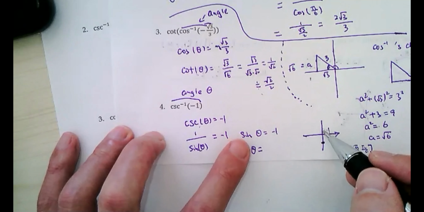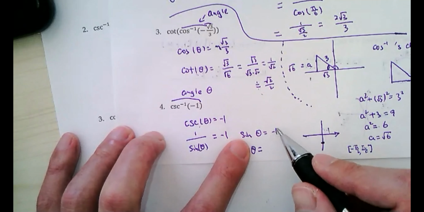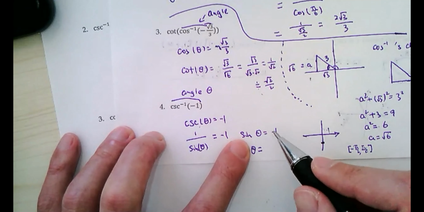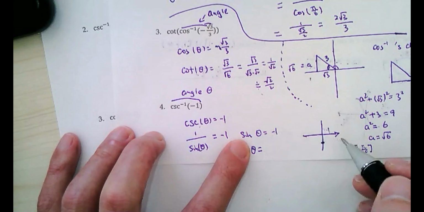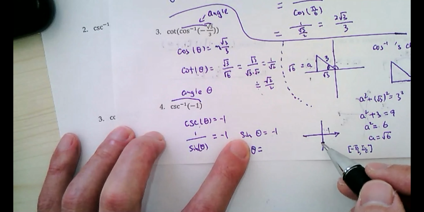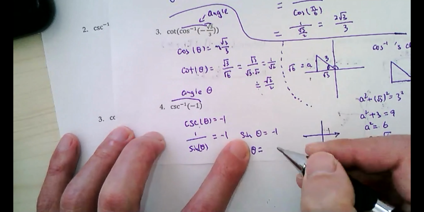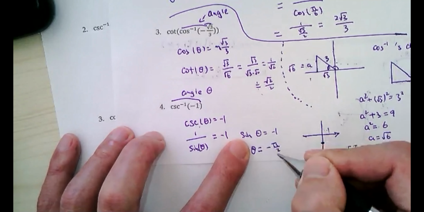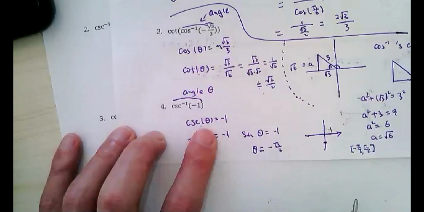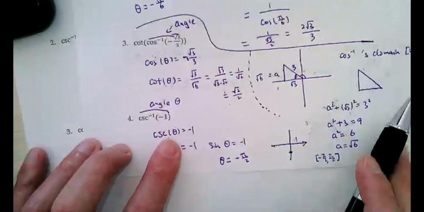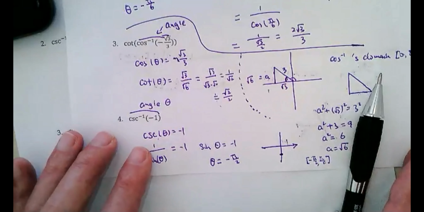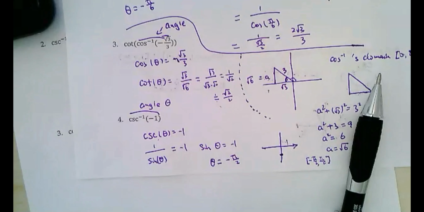And we need to figure out a terminal point with y coordinate -1. So the only possibility is this terminal point on the unit circle, and this point corresponds to an angle negative pi over 2. That's it. Okay, any question on this one?